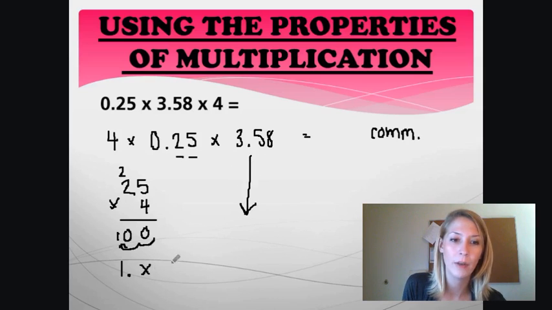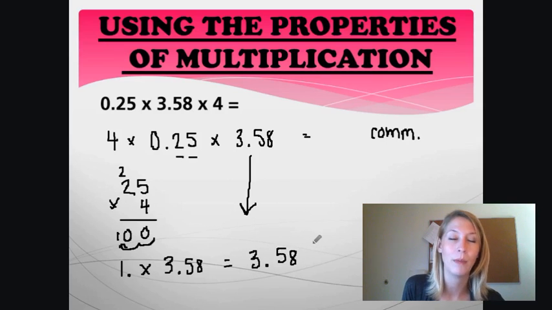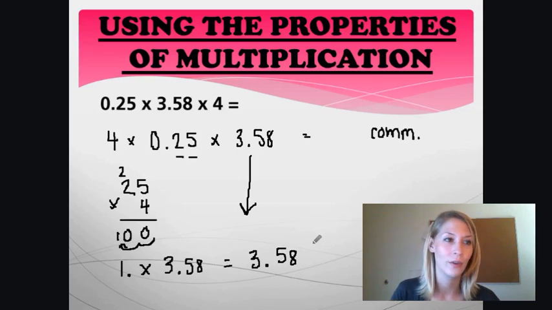1 is now being multiplied by 3.58, which is also the identity property of multiplication. Anything multiplied by 1 is itself. So in this case, our product would be 3.58 because it's being multiplied by 1. So the answer would be itself.